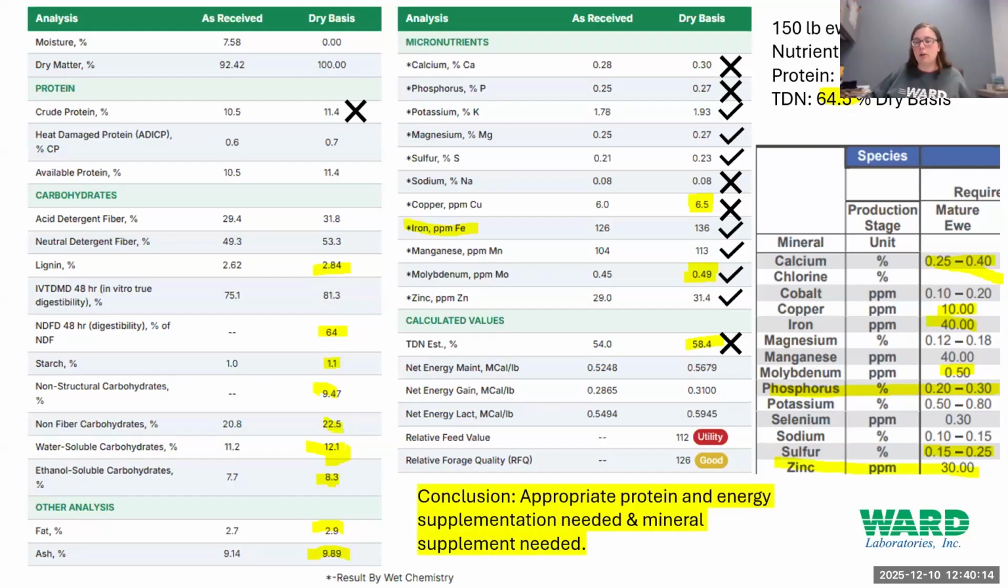Okay, so our conclusion, going through and looking at that report, is that we need protein and energy supplementation and we do need a mineral. Once you've got your forage tested, I can do a consult with you and go through your report just like we just did with this one. If you have a feedstuff that you're planning to supplement, and I assume your extension agents also could help you with these kinds of things. Formulating that supplementation strategy and helping choose a mineral, those are things that I can help you do.